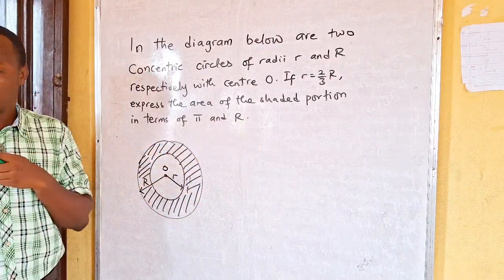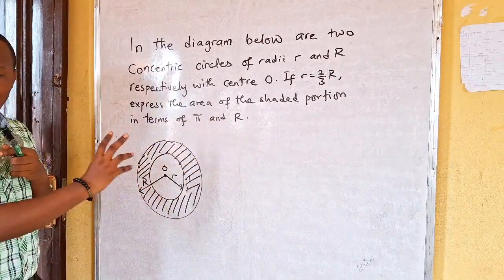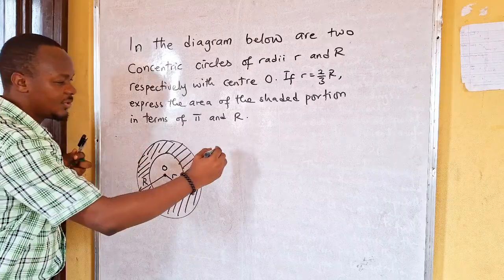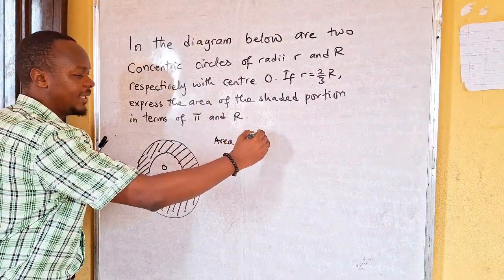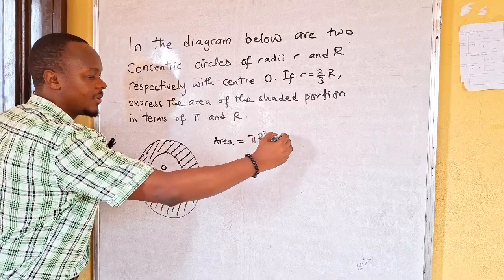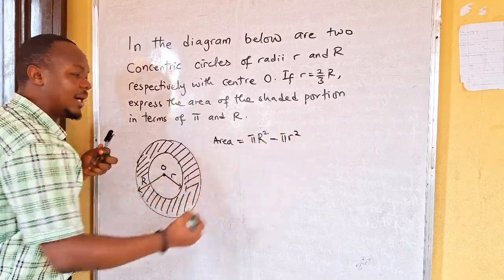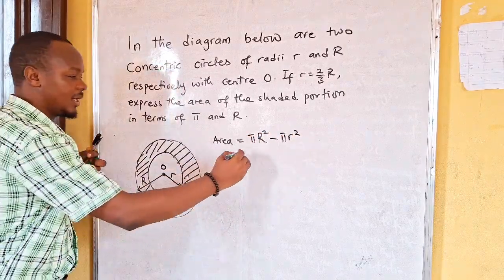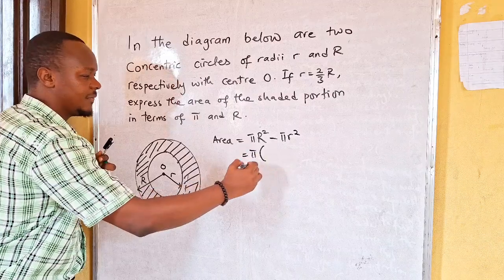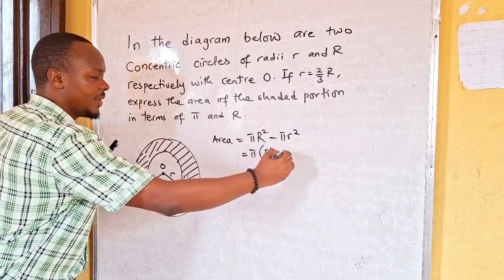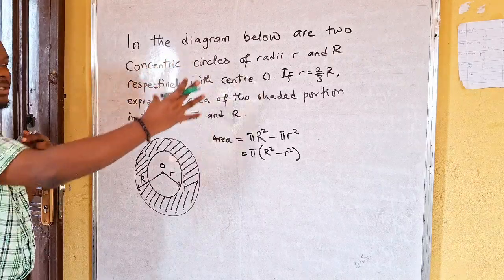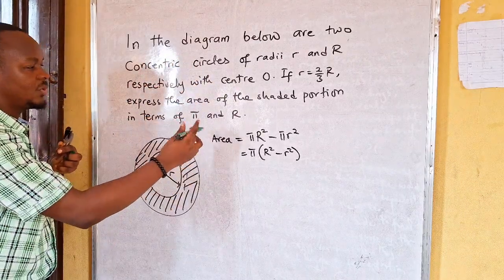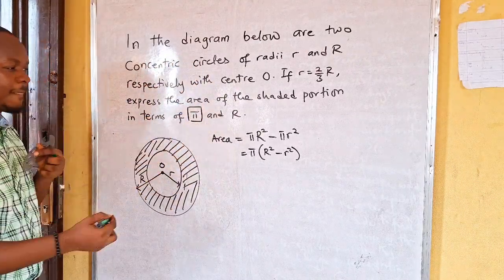Now, I've told you when you want to solve this problem, which is an analogous problem, all you need to do is the area of the shaded portion is pi big R squared minus pi small r squared. So I can put the pi outside because it's the same value, then have R squared minus small r squared. So for this question, we're not given the value of pi. We're told to leave our answer in terms of pi.